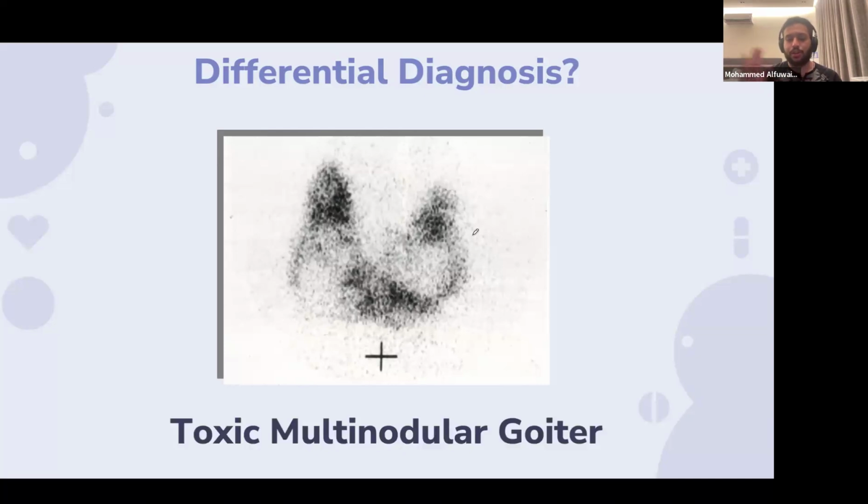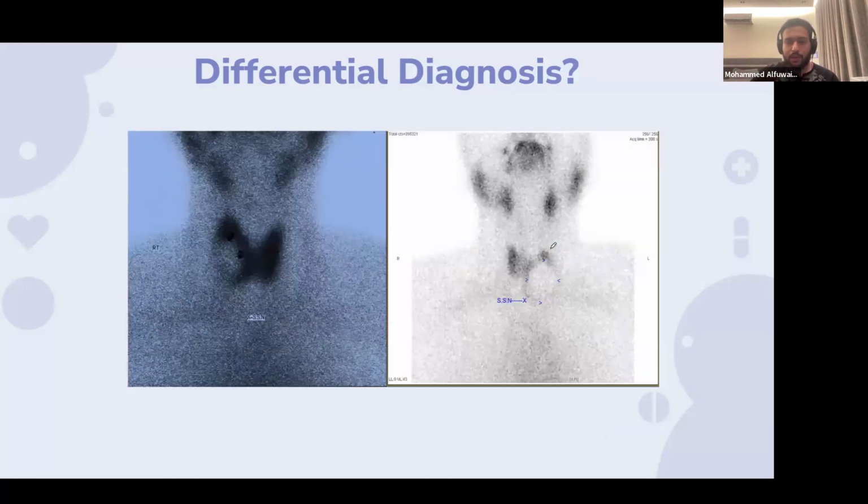Okay, again, just know the image for this. You can see multiple hot nodules or areas where it's hyperfunctioning and areas that are hypofunctioning or cold nodules. The key point here is that it's multinodular. Okay.